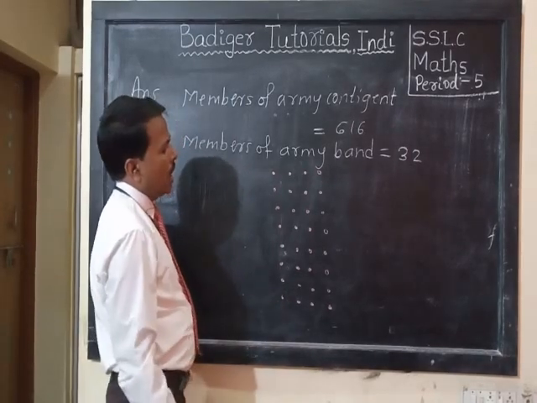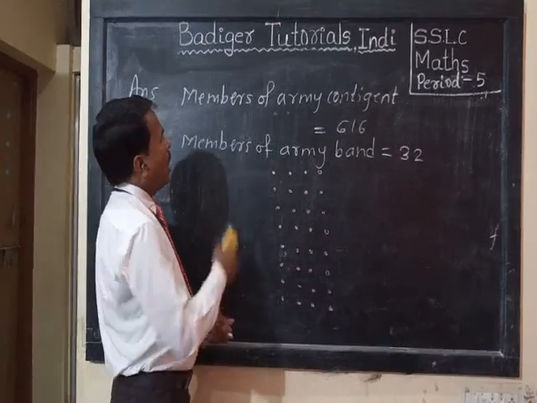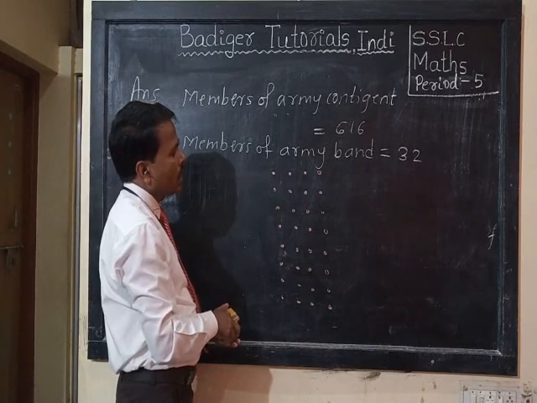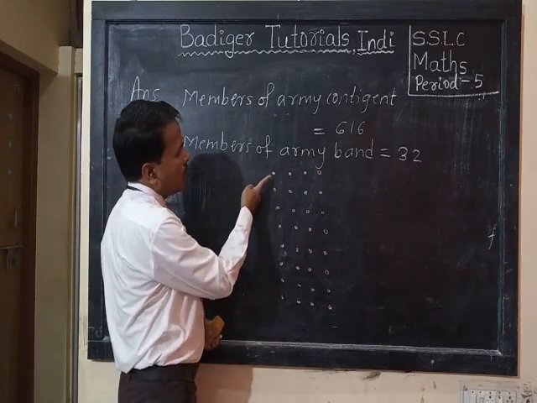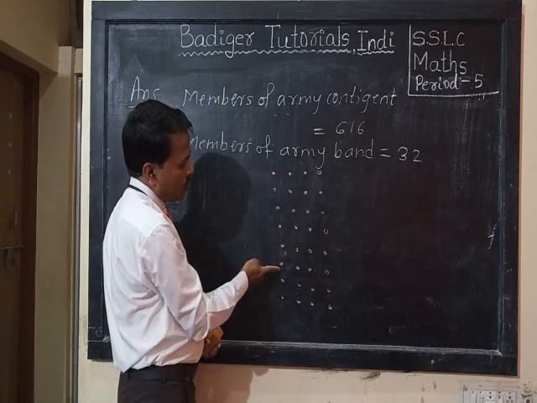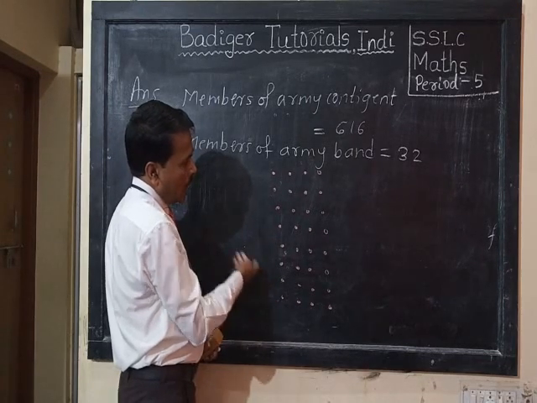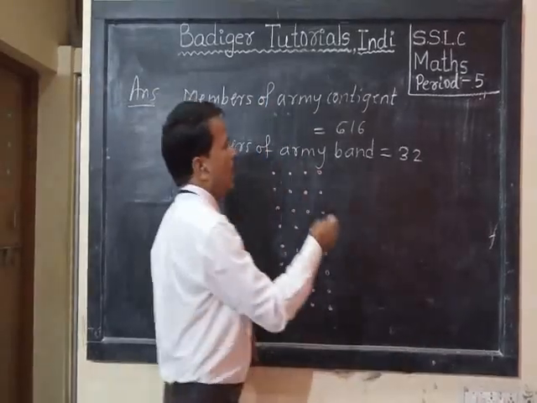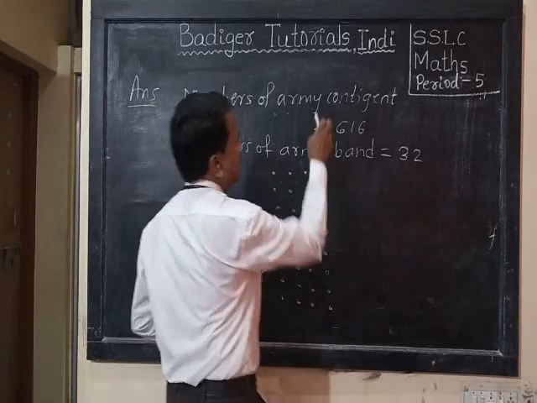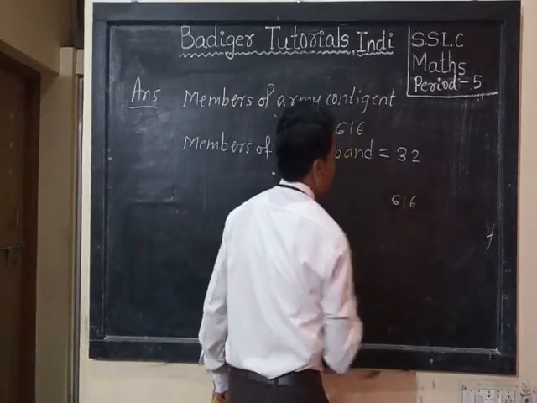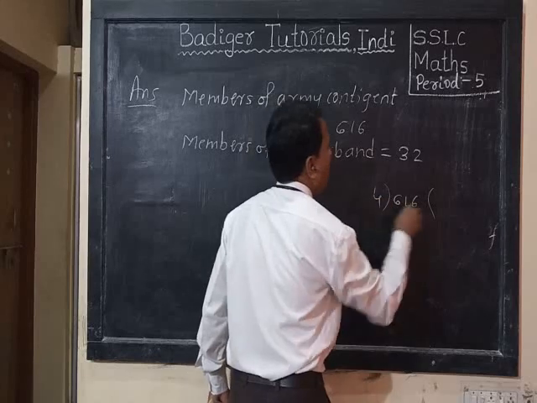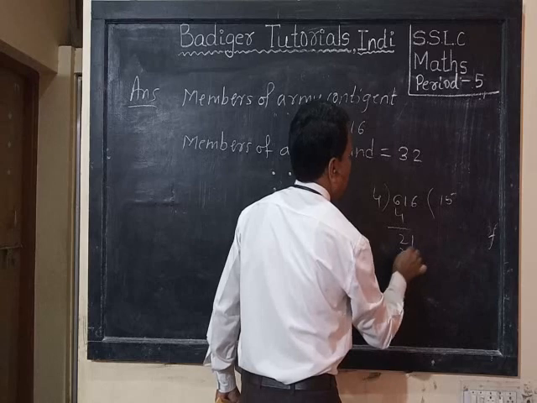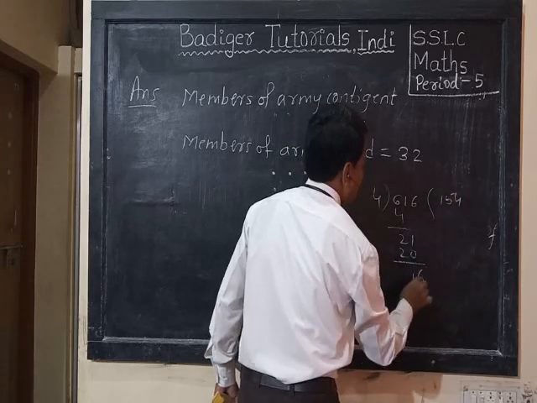8 fours are 32. The members of the army band will stand in 8 rows if they are asked to stand in 4 columns. And for the remaining members of the army contingent, 616 divided by 4: 4 ones are 4, 2, 1; 4 fives are 20; 1, 6; 4 fours are 16.